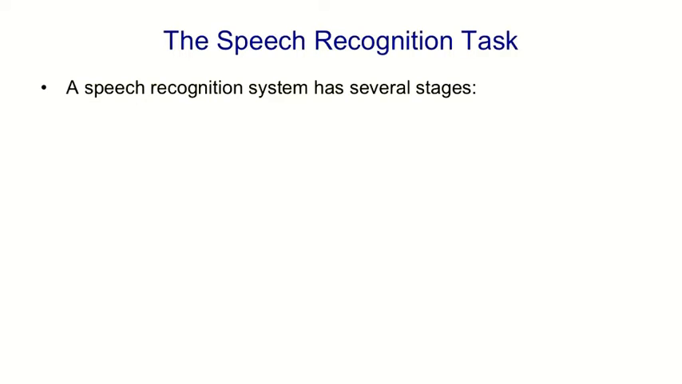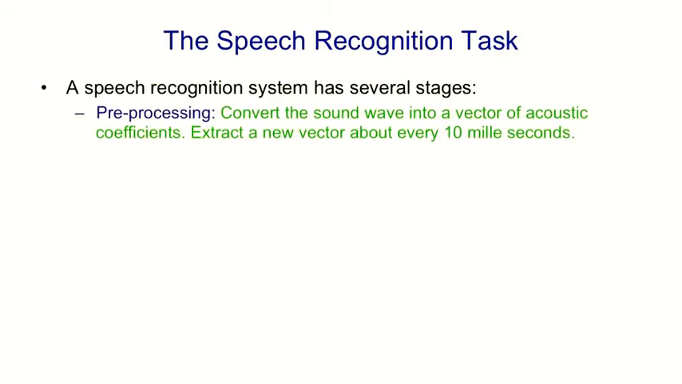Another task that neural nets are now very good at is speech recognition, or at least part of a speech recognition system. Speech recognition systems have several stages. First, they pre-process the sound wave to get a vector of acoustic coefficients for each 10 milliseconds of sound wave. And so they get 100 of those vectors per second.